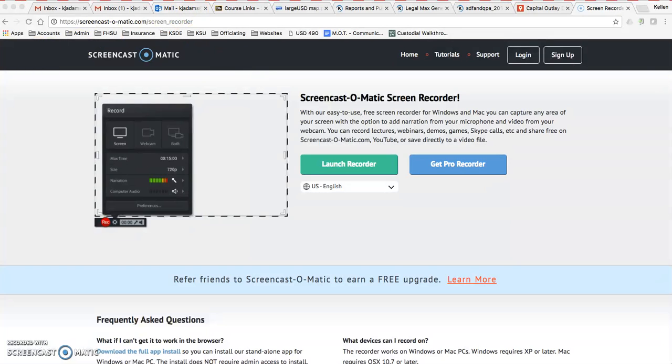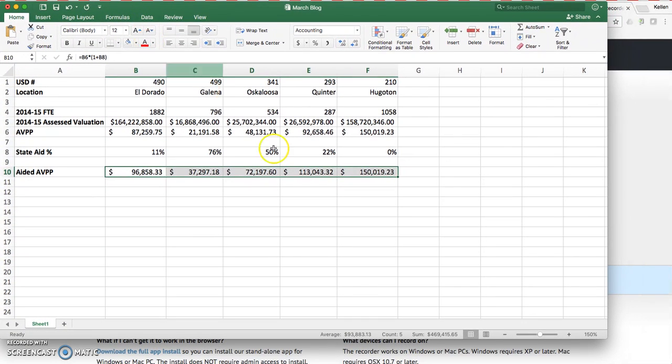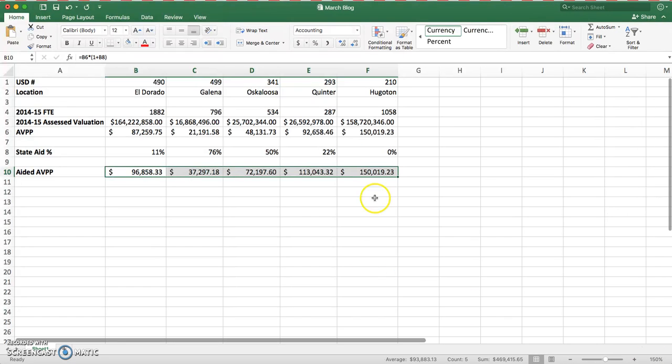What I have chosen to do for purposes of our illustration is look at just a handful of districts from a not-so-random sampling. I have chosen, in addition to El Dorado, USD 490, 4 other districts in the state of Kansas, and there was some kind of strategy to this that I'll go over shortly. But on your screen now is their quick stats.